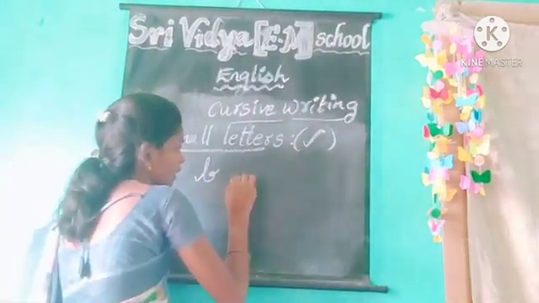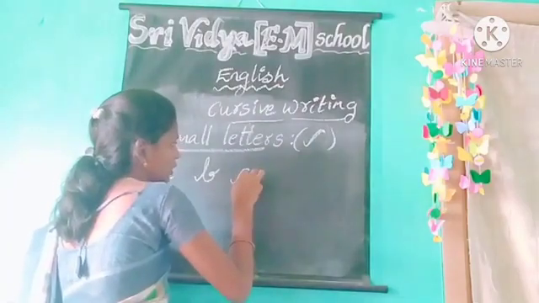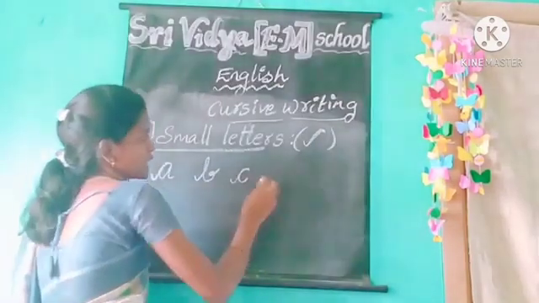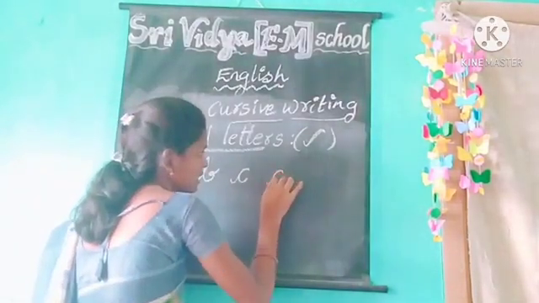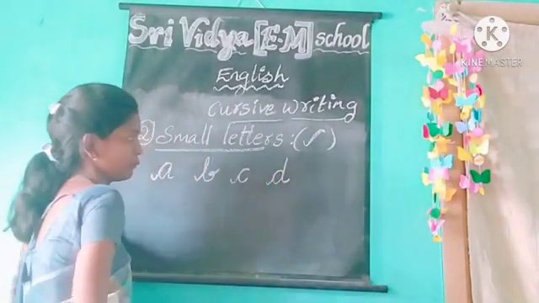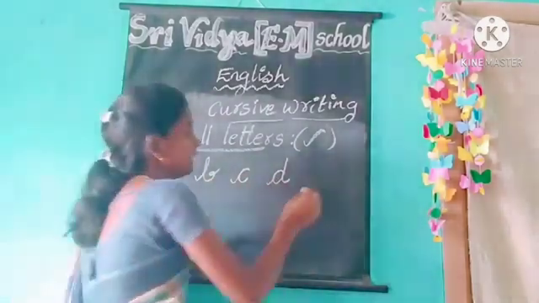Next, C. Okay, next, what is the next letter after C? D. The next letter is D. Then after comes E.